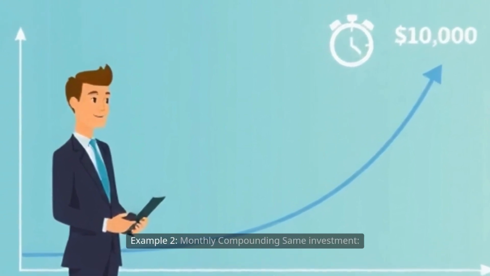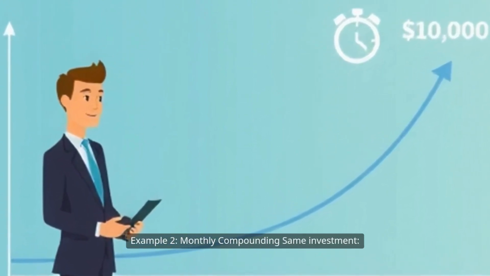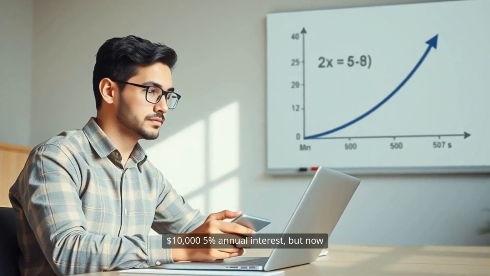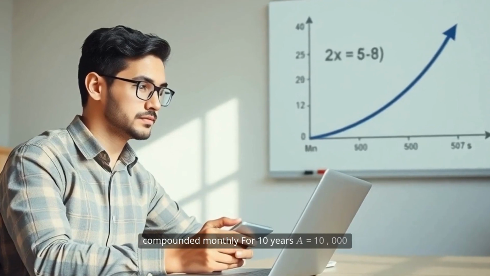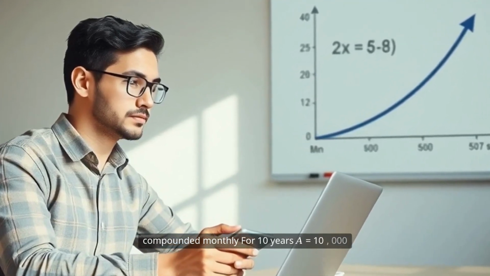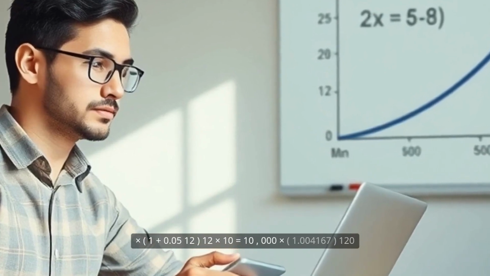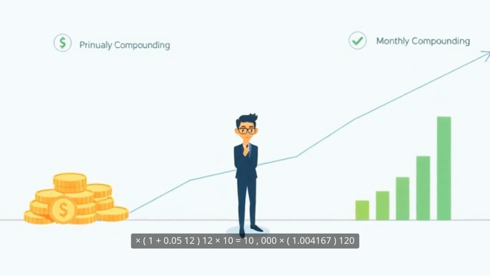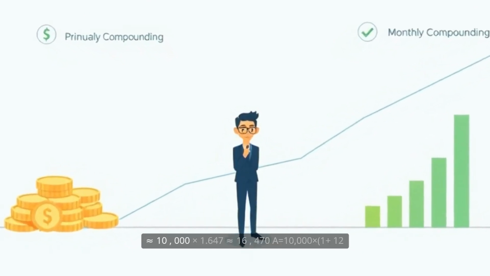Example 2, monthly compounding. Same investment: $10,000, 5% annual interest, but now compounded monthly for 10 years. A equals 10,000 × (1 + 0.05/12)^(12×10), which equals 10,000 × 1.004167^120.